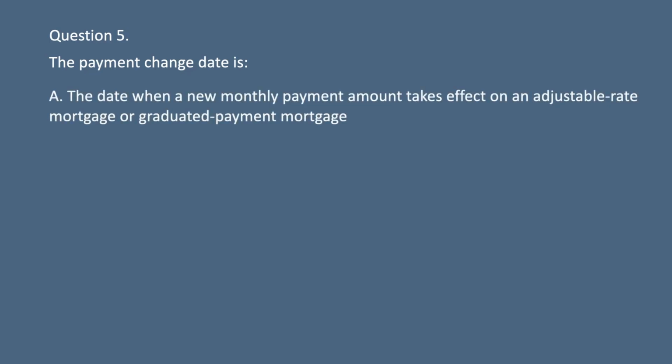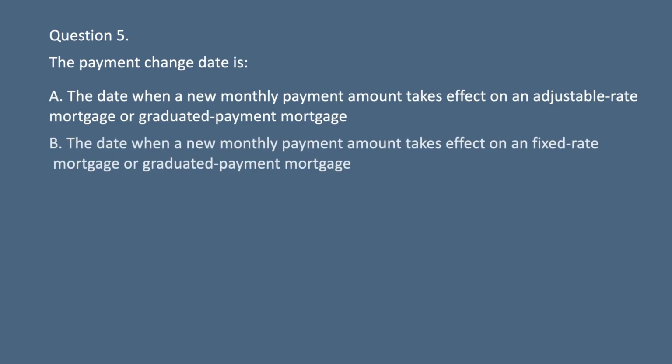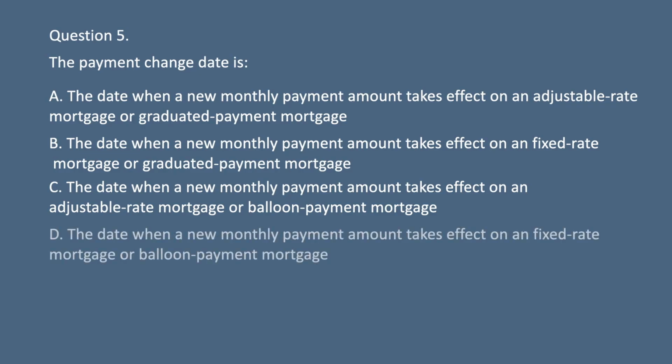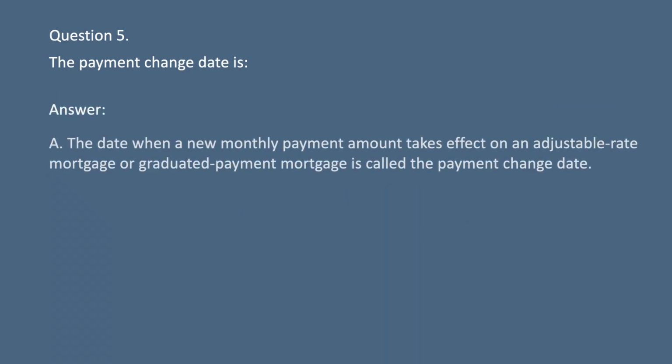Question 5. The payment change date is A. The date when a new monthly payment amount takes effect on an adjustable rate mortgage or graduated payment mortgage. B. The date when a new monthly payment amount takes effect on a fixed rate mortgage or graduated payment mortgage. C. The date when a new monthly payment amount takes effect on an adjustable rate mortgage or balloon payment mortgage. D. The date when a new monthly payment amount takes effect on a fixed rate mortgage or balloon payment mortgage. Answer A. The date when a new monthly payment amount takes effect on an adjustable rate mortgage or graduated payment mortgage is called the payment change date.